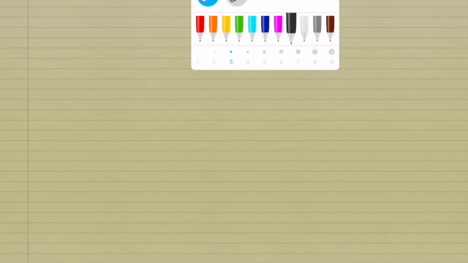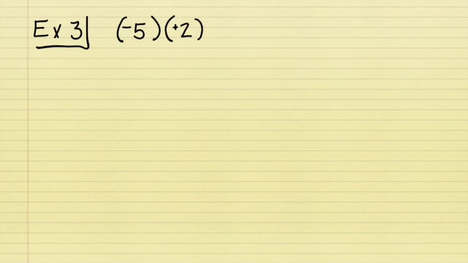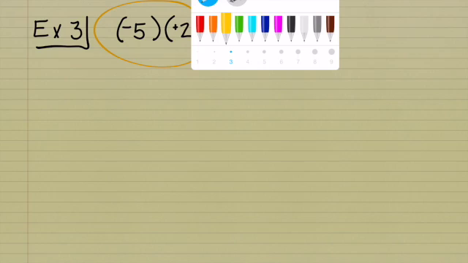Now, how does this get more complicated? If I want to complicate this any further, if I were to go into a challenge question, maybe I have 3 numbers. So negative 5 times a positive 2 times a negative 8. Now I have 3 numbers I'm multiplying together. So here's what you do. We're just going to do the first 2 first. Just do the first 2.